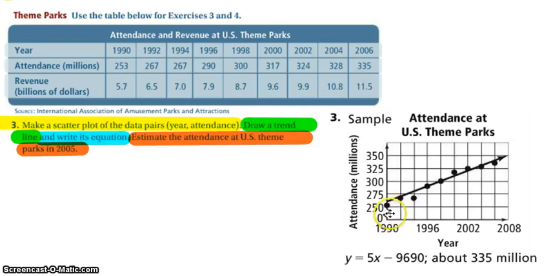You can see I broke my graph so that I could more easily show the values and just start right at 250. And of course that's the attendance in millions. So then I draw my trend line here. The equation that we get is right around y equaling 5x minus 9,690. And then when we plug in an x for that, we could say that our estimated value is 335 million.